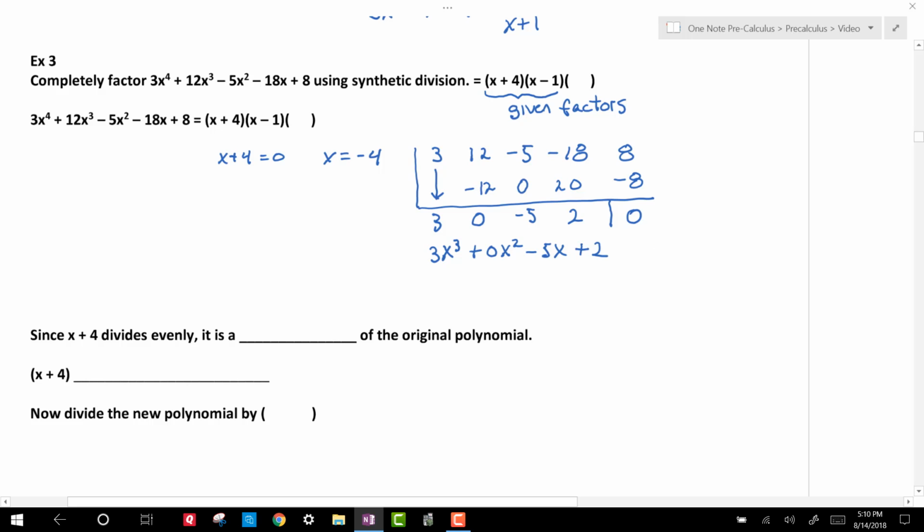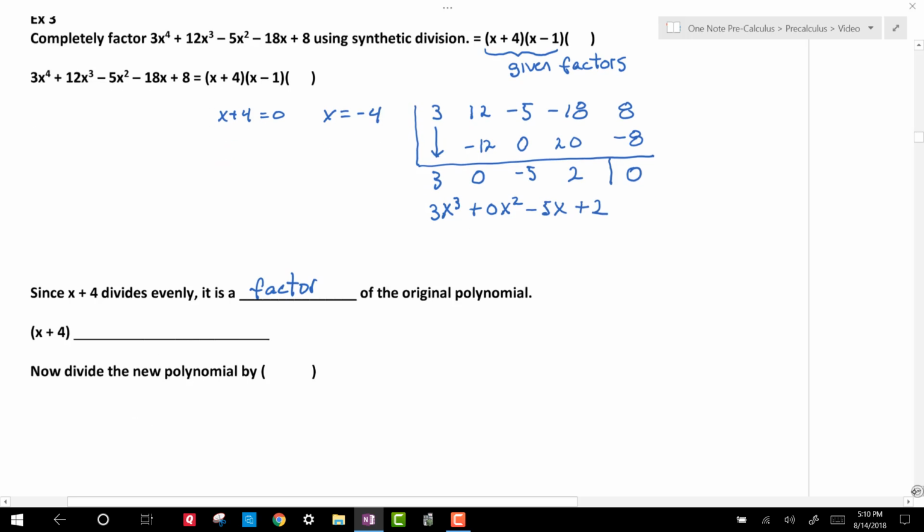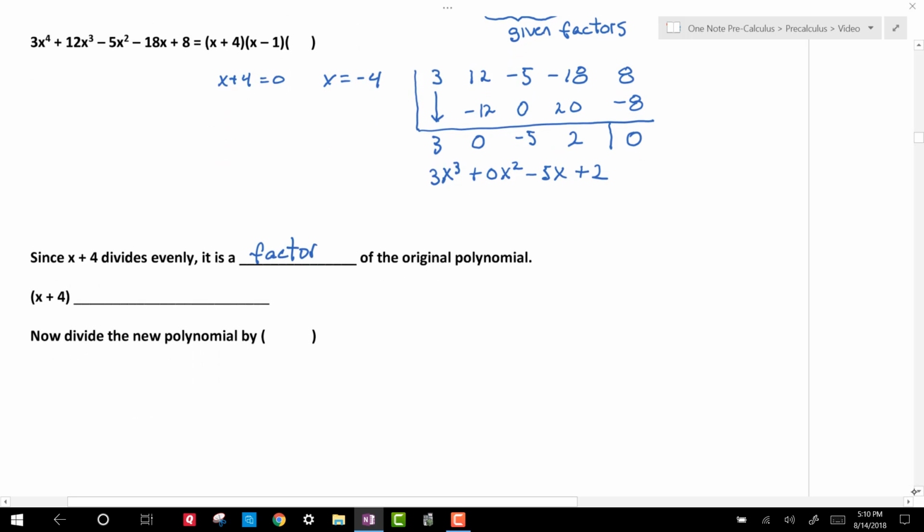So that would be the answer to the division with x plus 4. Since x plus 4 divides evenly, we know it is a factor of the original polynomial. Now check it out. If that's all I had to do, I would know that I have x plus 4 times 3x cubed plus 0x squared minus 5x plus 2. So if I was stopping, that would be my answer right there. One factor times the other factor.